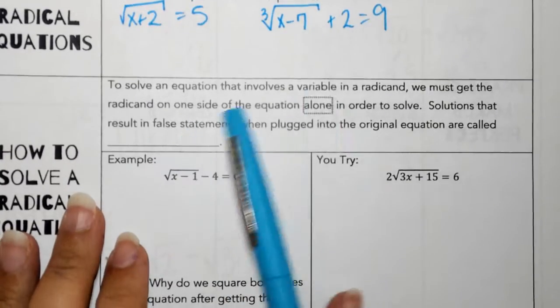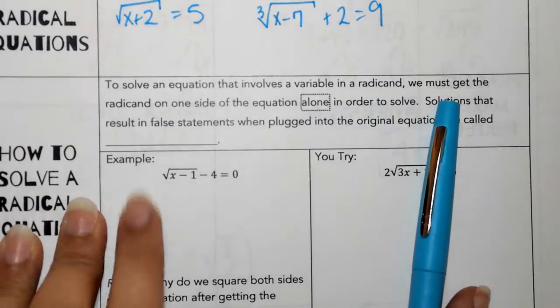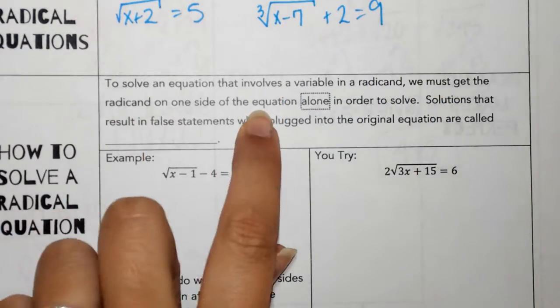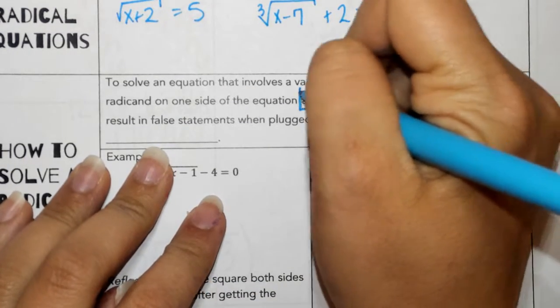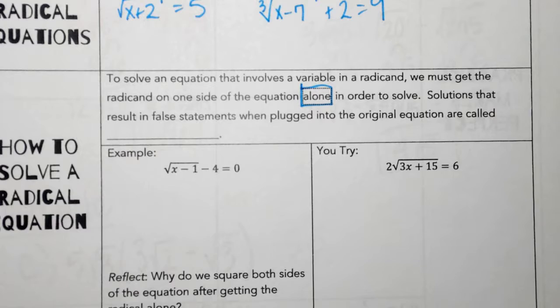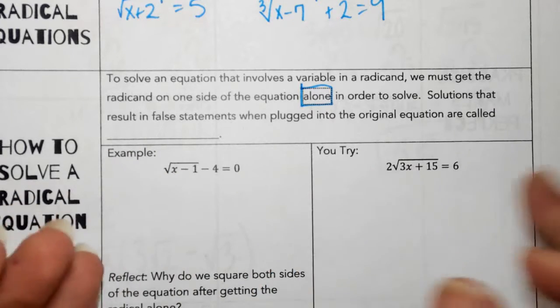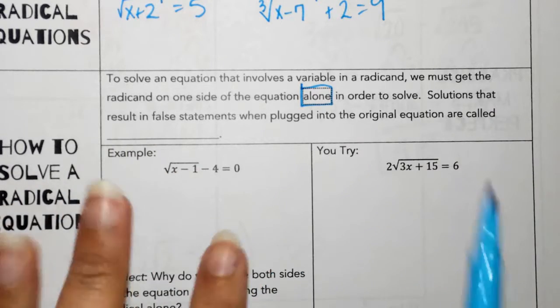Alright, now to solve an equation that involves a variable and a radicand, we must get the radicand on one side of the equation alone in order to solve. So it's just like when you have a variable and you're trying to get everything away from the variable, you still do the same thing.